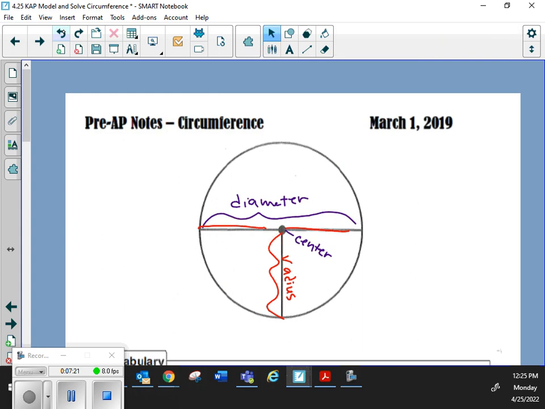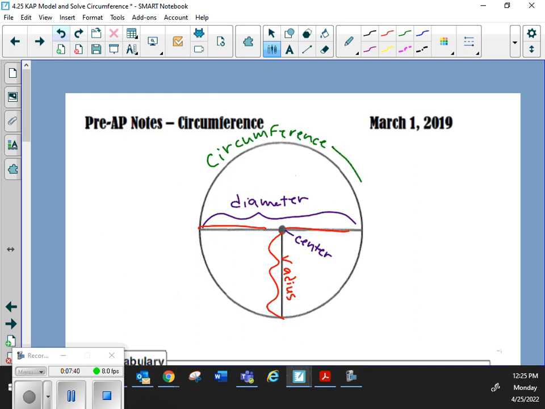Then, after we measured that distance across, we took that diameter and we measured that distance around. Normally, we call that the perimeter of the shape, but circles are special. They have their own word for perimeter. That word is circumference. The circumference is that distance around the circle.